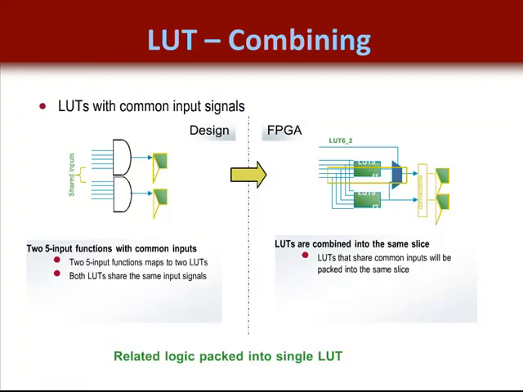It is also good to note that the implementation tools automatically look to group LUTs that have common inputs into the same slice. In this example, the tools took two 5-input functions that had the same inputs and then grouped them into the same slice. So again, what we're trying to show here is you should have confidence in the tools that they will try to group what needs to be grouped in a most appropriate fashion.